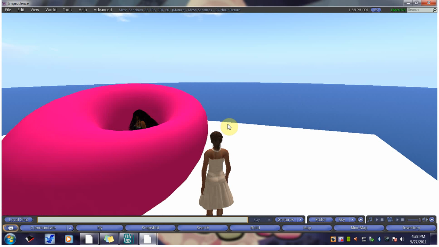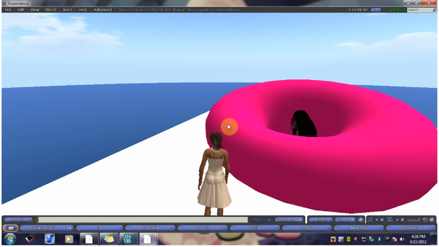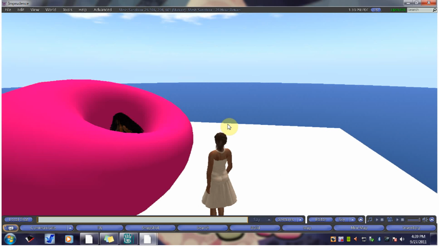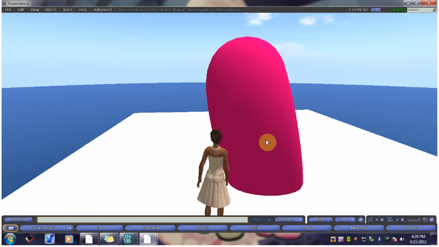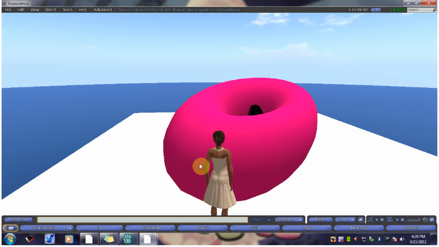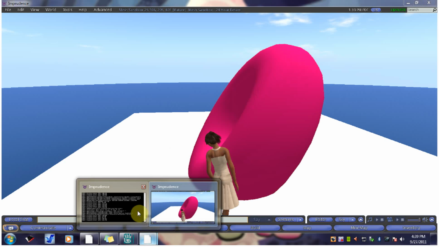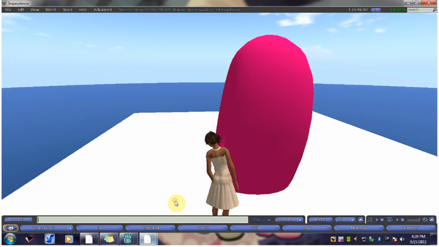So to spare your customers any headaches, especially if you're a merchant, you might want to keep this in mind about scale, and keep the scale of your worn mesh small, or at least regular size, so that you won't have this sort of issue. That's all for this tutorial.